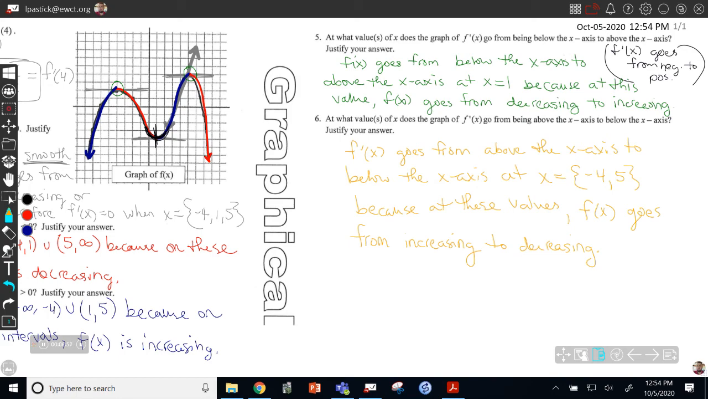All right, so hopefully we're getting a little bit more solid understanding of the connection between the original function and the derivative.